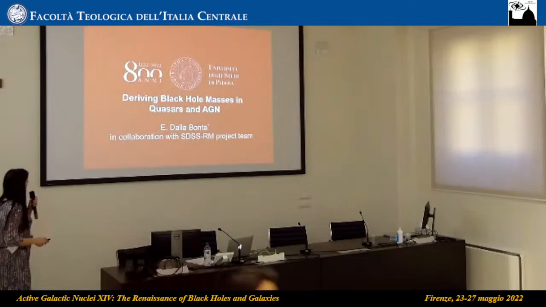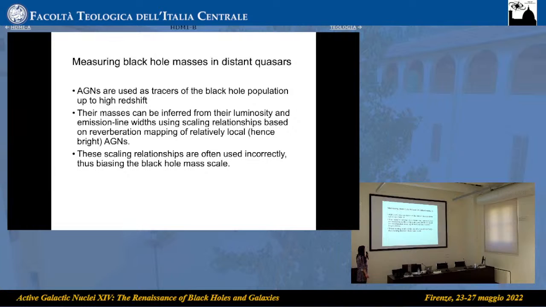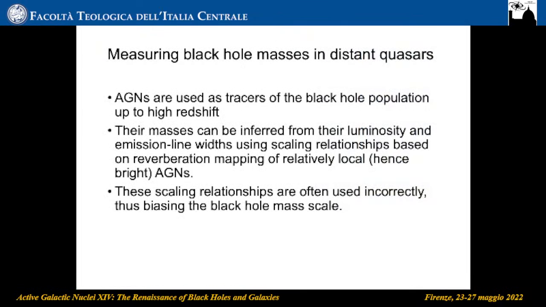Okay, so hello everybody. I would like to discuss with you today how we can measure black hole masses in distant quasars and AGN. For quasars and AGN that are this distant, we are not able to directly measure the black hole mass. To do that, we need to use scaling relationships that are based on the direct method, reverberation mapping, that have been derived locally with nearby AGN, and usually also bright AGN.